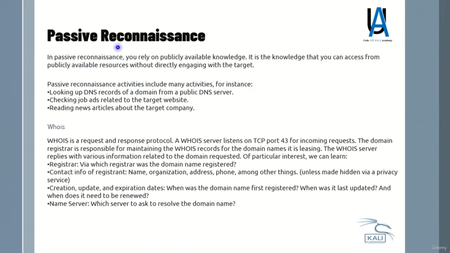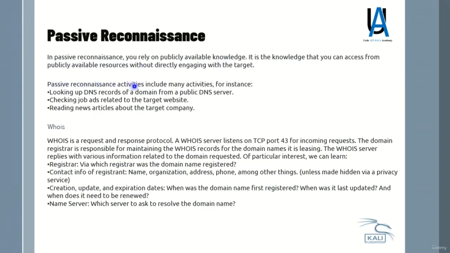Today I come to you with my new lecture, and in this lecture I'm going to teach you about passive reconnaissance. In passive reconnaissance, you rely on publicly available knowledge. It is the knowledge that you can access from publicly available resources without directly engaging with the target. Students, the thing is that you will gather information about your target machine from publicly available resources, rather than directly interacting with your target system.